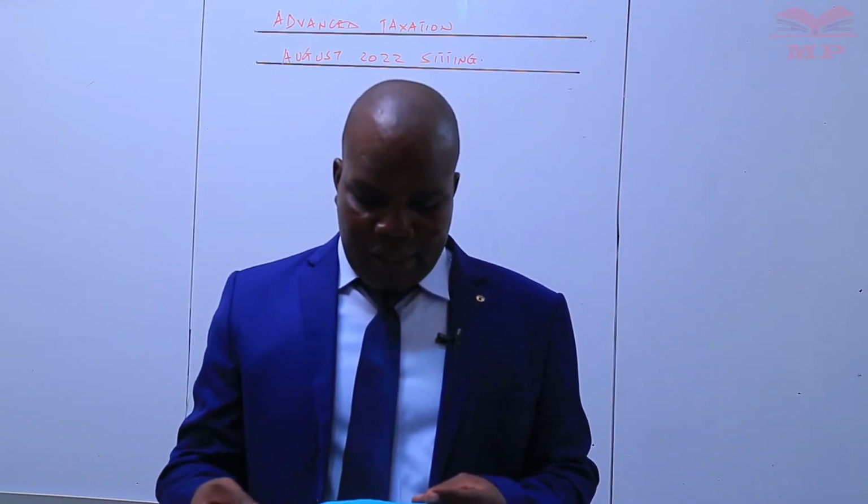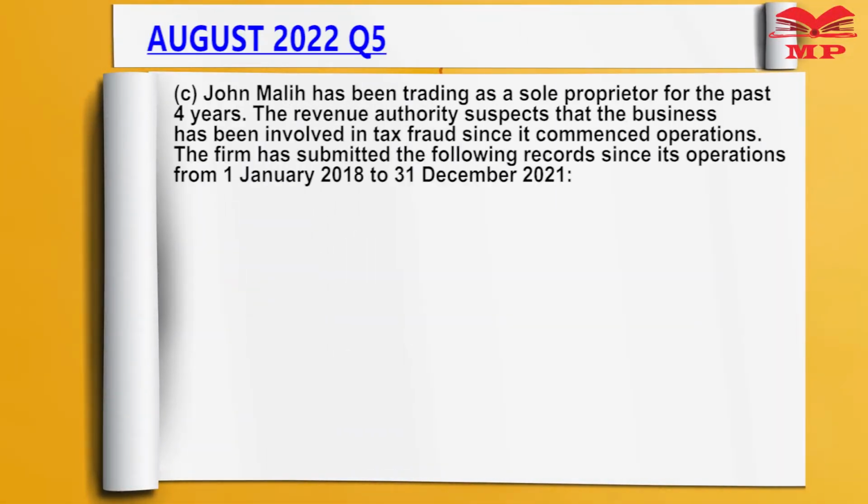I move to question 5C, which is now mathematical. It says, John Malley has been trading as a sole proprietor for the past 4 years. The Revenue Authority suspects that the business has been involved in tax fraud since it commenced operations. The firm has submitted the following records since its operations from 1st January 2018 to 31st December 2021.